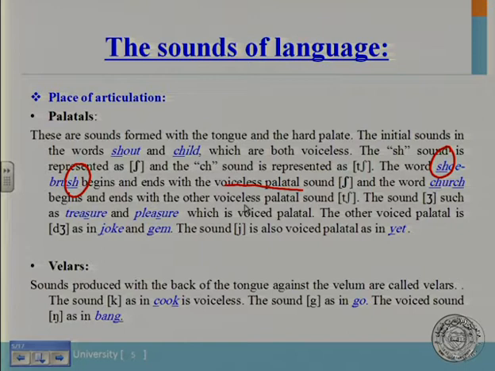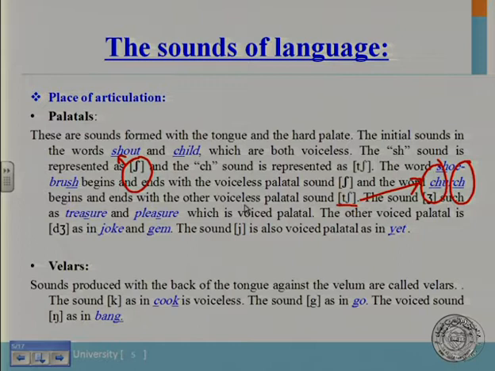Now, let us take another example, church. Church begins with ch, as you can see here. It begins with ch, and also ends with ch, another voiceless palatal sound. This is the symbol for ch, as in church, and this is the symbol for sh, as in shot. We have ch and sh.